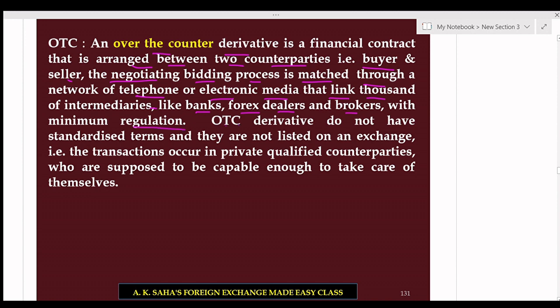OTC derivatives do not have standardized terms, and they are not listed on an exchange. That is, the transactions occur in private between qualified counterparties who are supposed to be capable enough to take care of themselves.